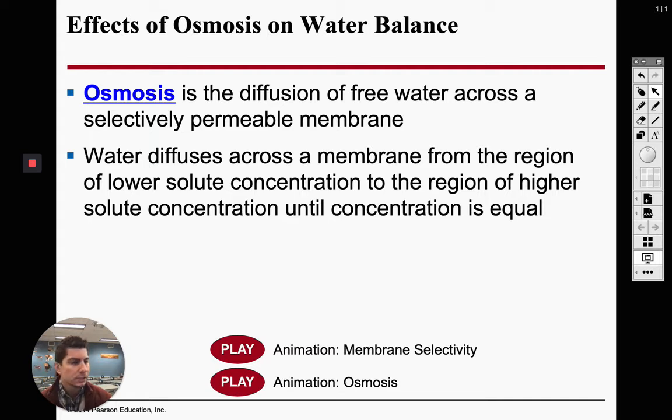Now, osmosis is a little bit different. Osmosis is going to deal with the movement of water. This is going to be moving the solvent instead of the solute. So in simple diffusion, we're moving solute. Osmosis, this is the only one where we are moving solvent. 99% of the time, we're moving water, okay?